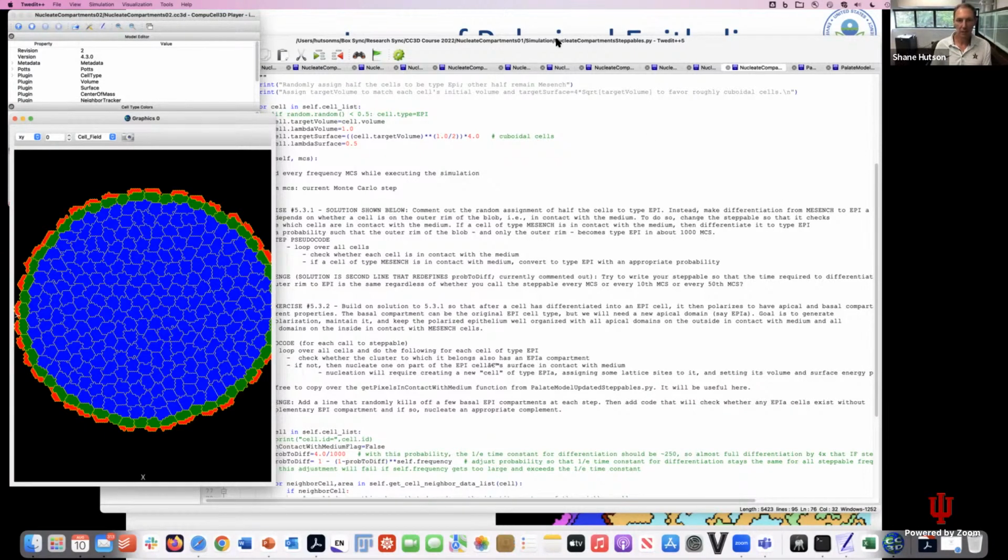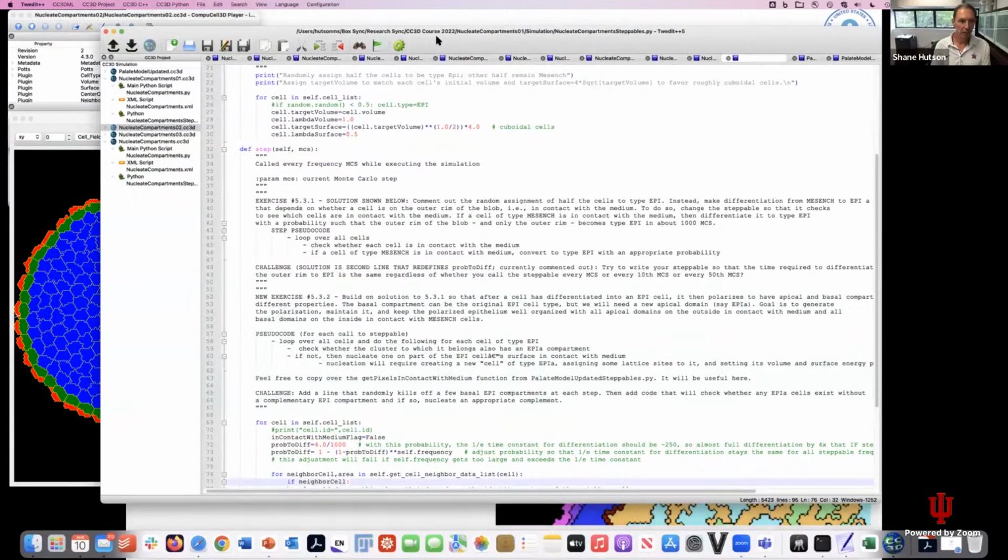All right, let's take a look at the nucleate compartment's O2 code and how we did this. And I will talk about how you identify the cells with missing compartments. It would be really nice if there was a shortcut to do that, right? Just a little plug-in. That would be something that would be very helpful to have. But we can take a look at this.